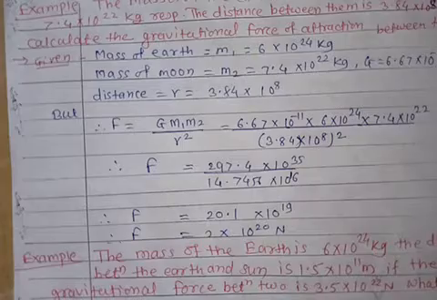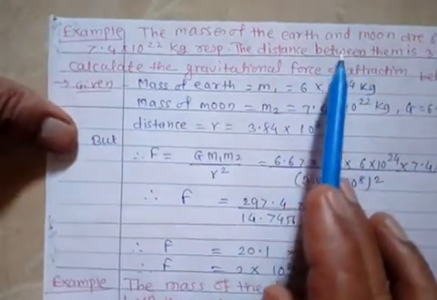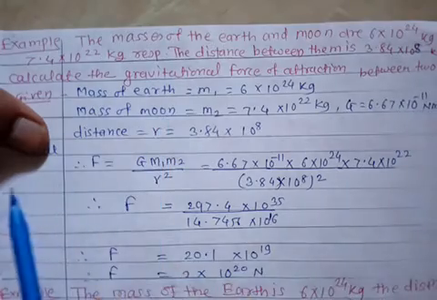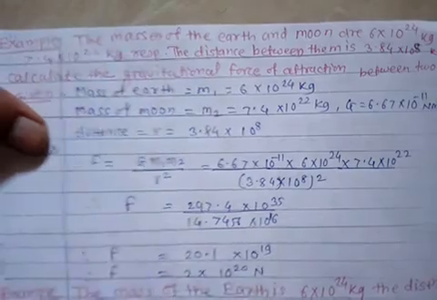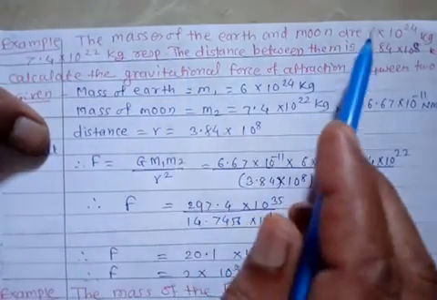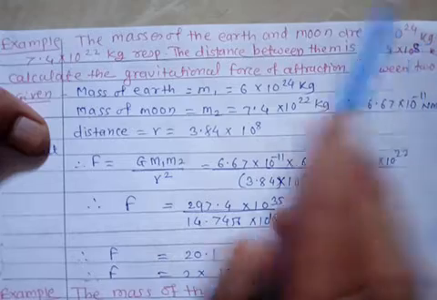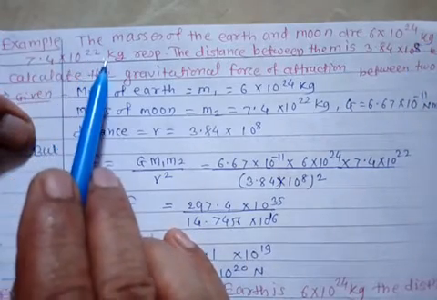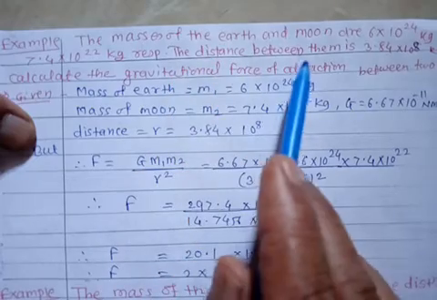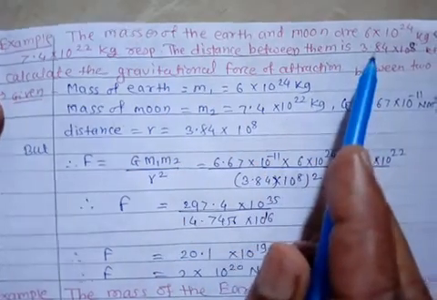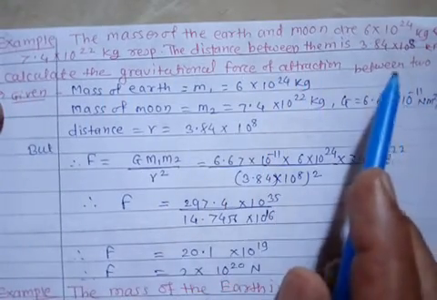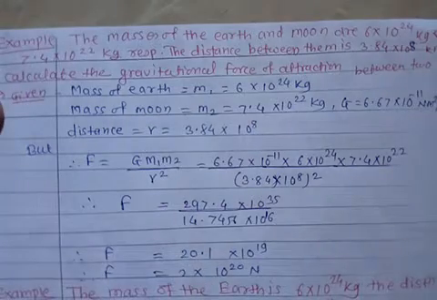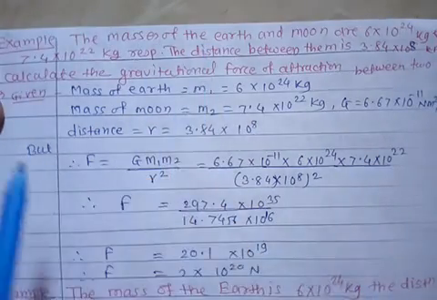Then the next example you have to see is about the mass of the earth. The masses of the earth and the moon are 6 into 10 raised to 24 kg and 7.4 into 10 raised to 22 kg respectively. The distance between them is 3.84 into 10 raised to 8 kilometer. Calculate the gravitational force of attraction between the two. That means you have to find the force of attraction between moon and earth.